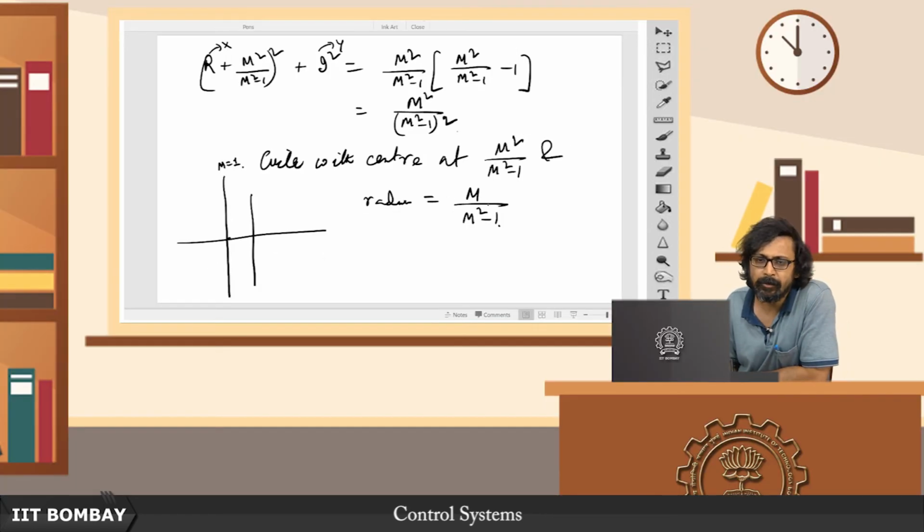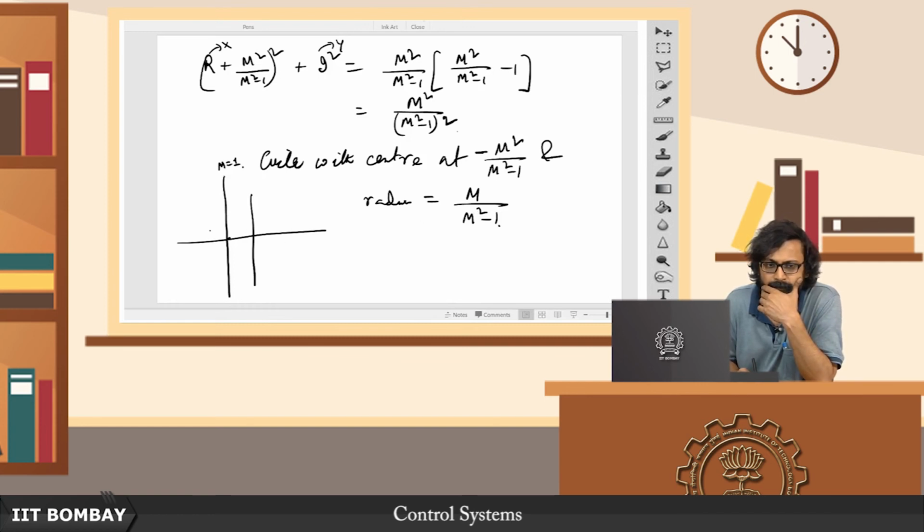So for m greater than 1, this radius is going to be something positive, and this center is going to be also something positive, but even greater than the radius. So it will never really intersect. You see that the center is further away, at minus m squared by m squared minus 1. So the center is further away from the origin than the length of the radius.